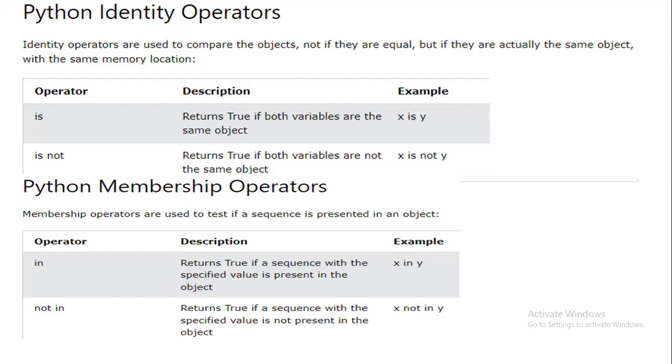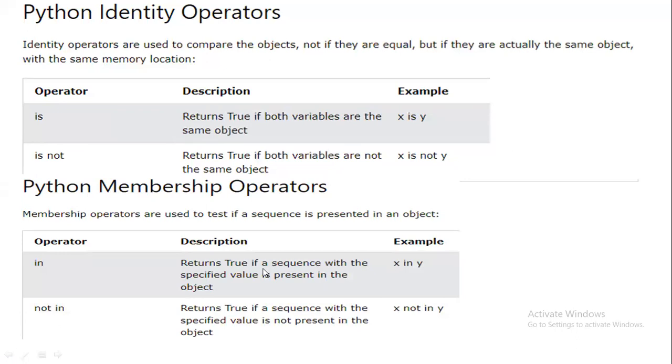Python membership operators. So what is a membership operator? In Python membership operators, we define membership. x in y returns true if a sequence with the specified value is present in that object. See, someone's name is there, Akash.